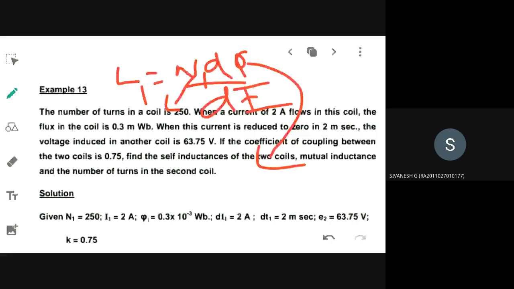So N1 is directly given, that is 250. What about dt and d phi? Not dt, because di I am telling, 2 ampere. d phi will be 0.3 into 10 to the power minus 3 Weber. Okay, then current is reduced from 2 to 0. So 2 minus 0 is 2.